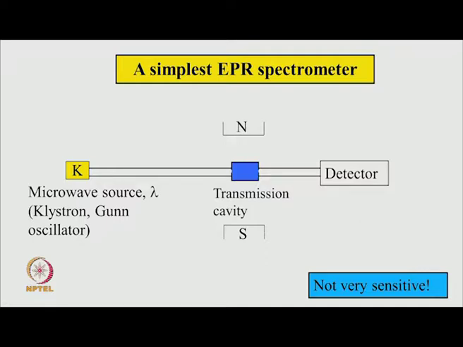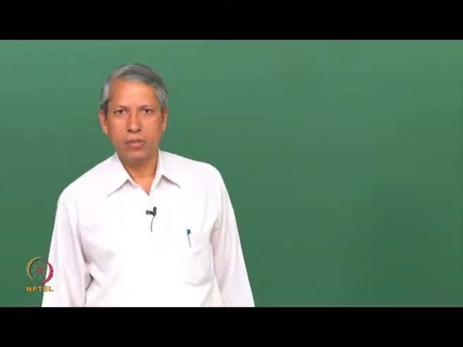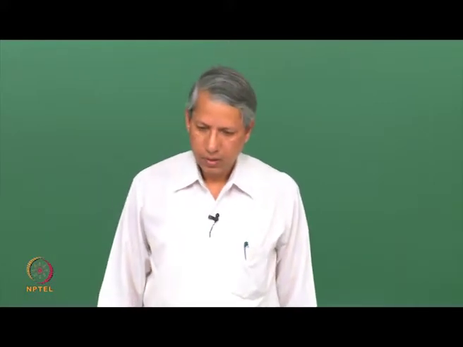spectrometer. As I said earlier, the Q of this transmission cavity is very low. So, even though such spectrometers were used earlier, nowadays this sort of spectrometer is never used. So, we almost always use a reflection cavity whose Q is much higher. Now, how is that used?